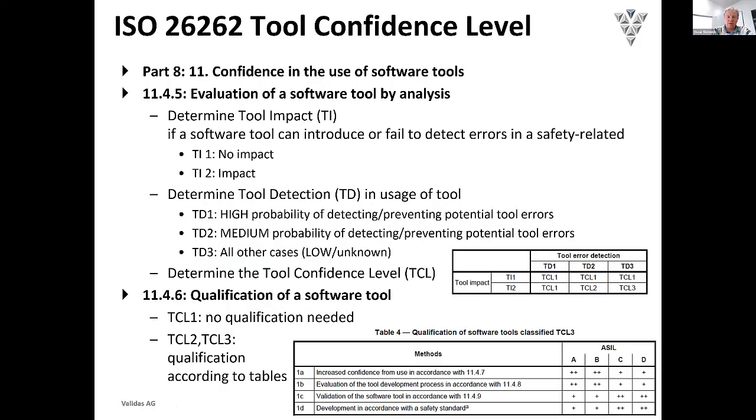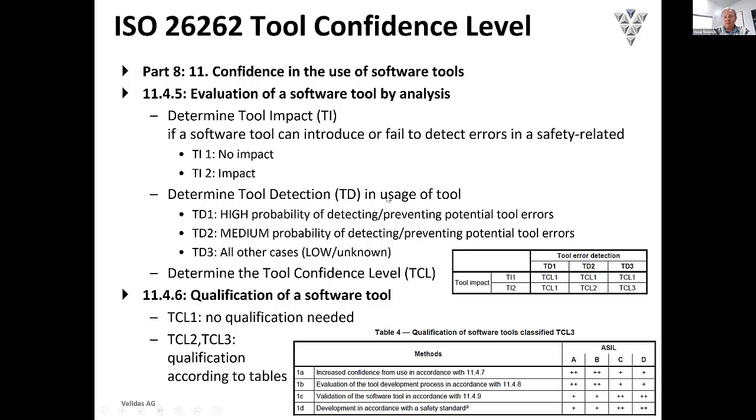Let's come to the classification in a bit more detail. ISO 262 requires confidence in the use of software tools. So you cannot say, I think it's a good tool, I have confidence, or it's made by a big company, therefore I have confidence. No, that's not possible. ISO 262 tells you exactly how confidence is defined, and it is defined in two steps. First question: can the tool have an impact on the product? And if it has an impact, then you need to look at what could go wrong in principle. So really the worst case scenario: what could go wrong?